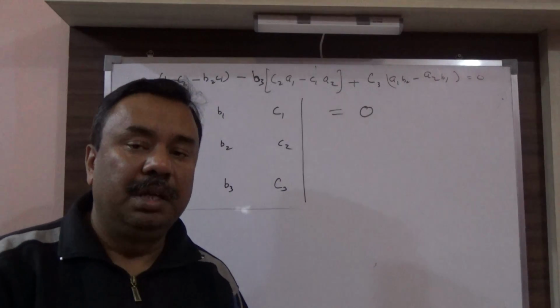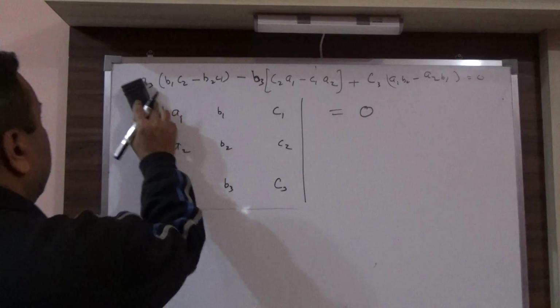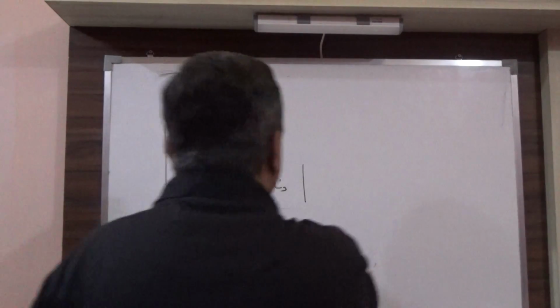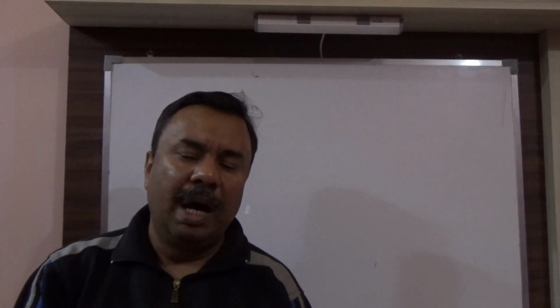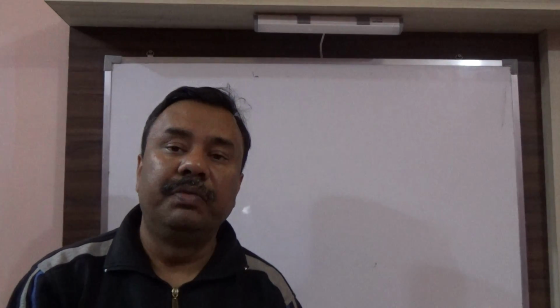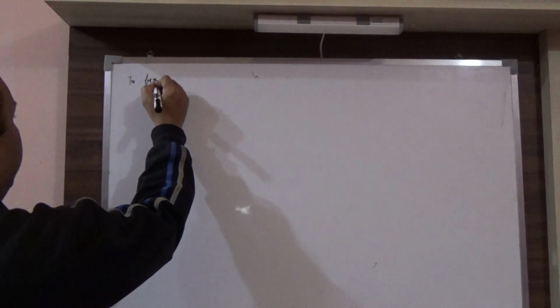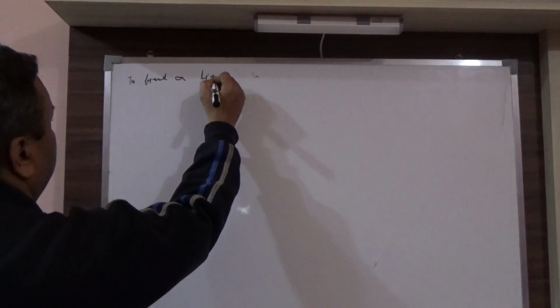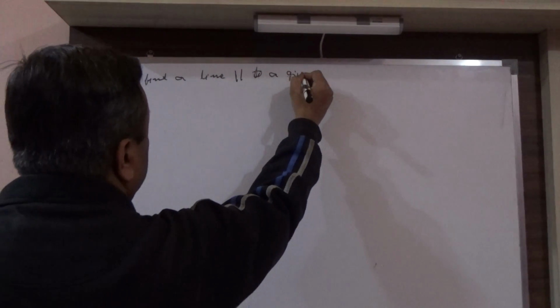Now let's come to the next topic, though I have discussed it earlier also: how to find a line which is parallel to a given line. So, to find a line parallel to a given line.